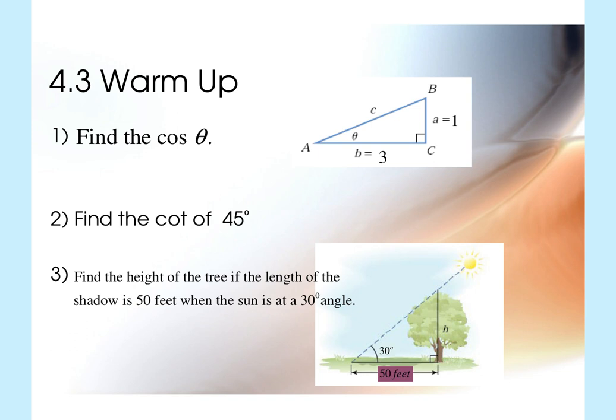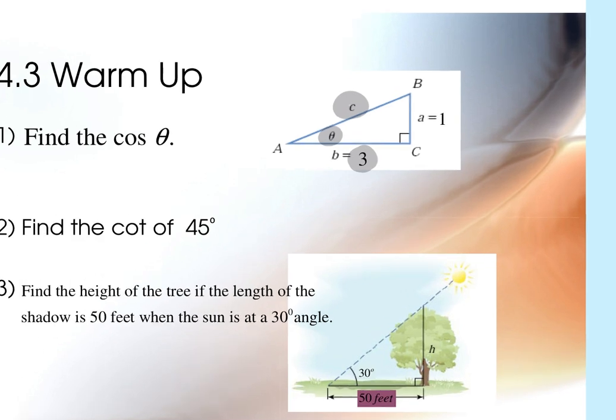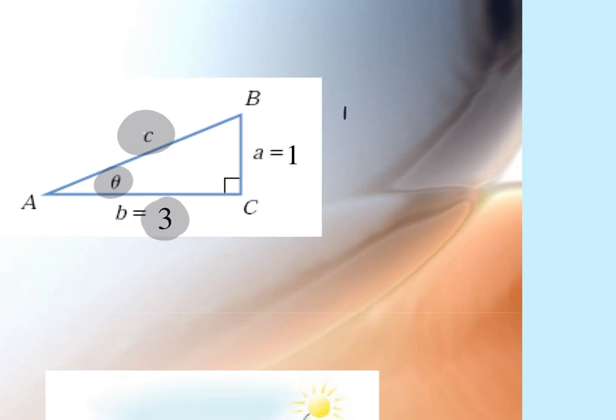So when we start with 1, it wants the cosine of theta. Theta is in this bottom corner. Adjacent to it would be 3, but the hypotenuse is c, which means we've got to find that first. And how do we find the missing side of a right triangle? Good. So I'm going to do 1 squared plus 3 squared equals c squared. 1 plus 9. C is the square root of 10.